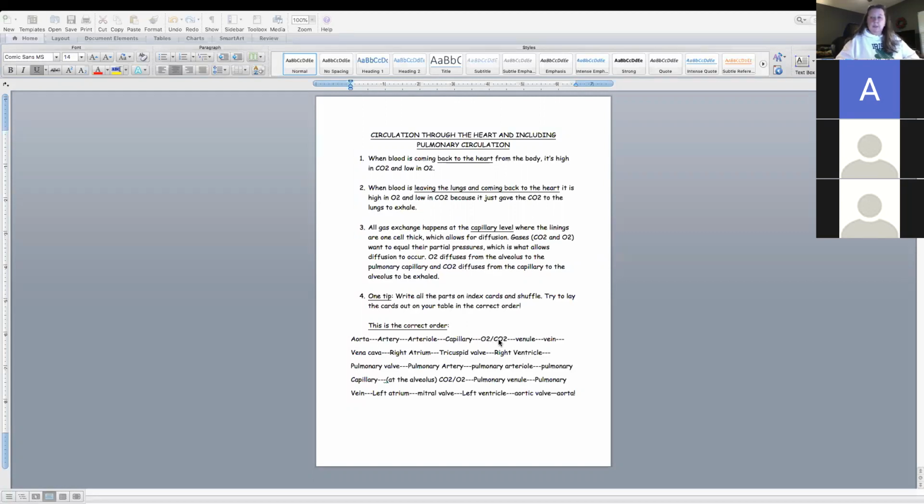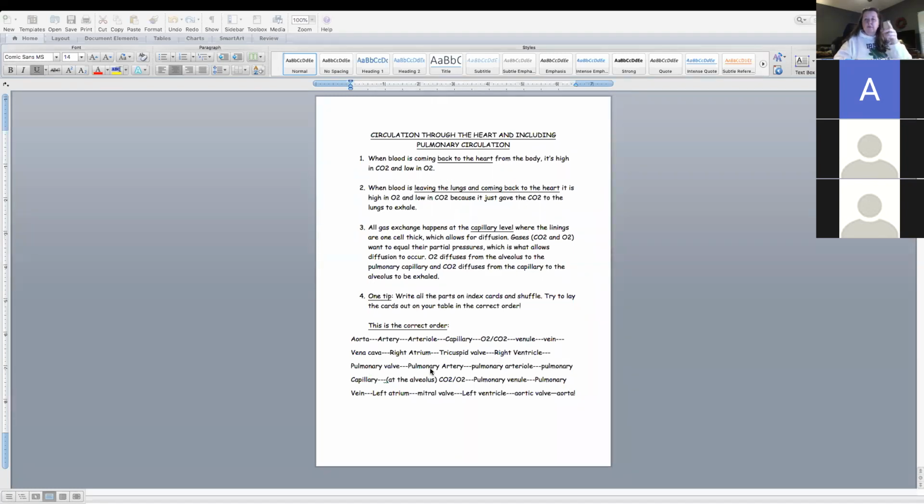Oxygen is given, CO2 is picked up, so O2 for CO2. Venule, vein, vena cava. So remember, it goes big to little, little to big. It comes into the right atrium, goes through the tricuspid to the right ventricle, and after the right ventricle, it goes out the pulmonary valve to the pulmonary artery.